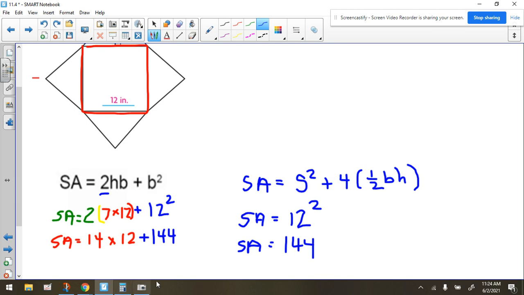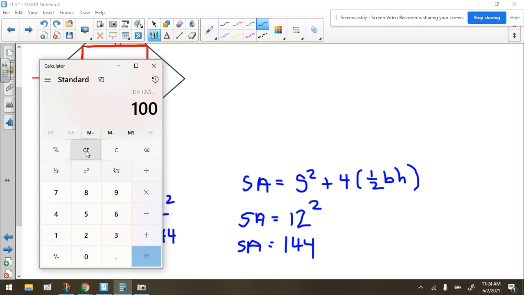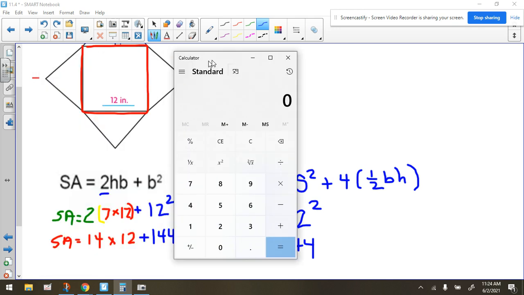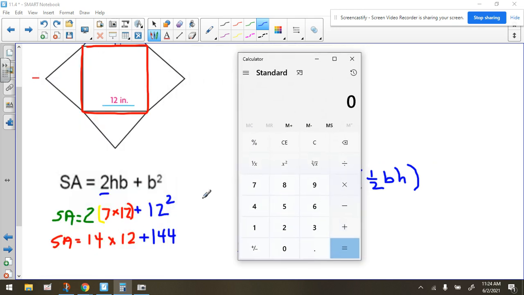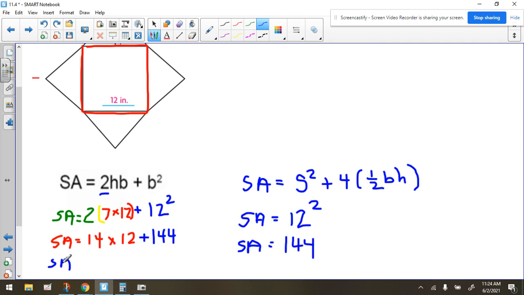All right, so now let's take out our trusty calculators here. And if we finish up the formula that I have on the left, we're multiplying these two numbers together, 14 times 12. And we're getting this number, 168. So surface area is going to equal 168. That's the area of all four of the triangles, by the way, plus the square base.